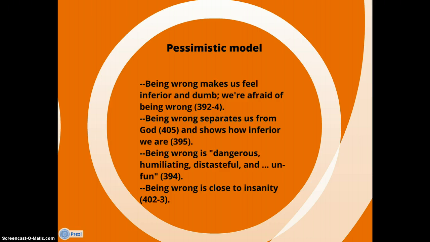In the pessimistic model, we're being pessimistic about being wrong. So there are a few things that we don't like about being wrong if we adopt the pessimistic model of wrongness. We think that being wrong makes us feel inferior and dumb, and so because of those social pressures, we're afraid of being wrong. And if you want more information about that, she talks about that on pages 392 through 394.